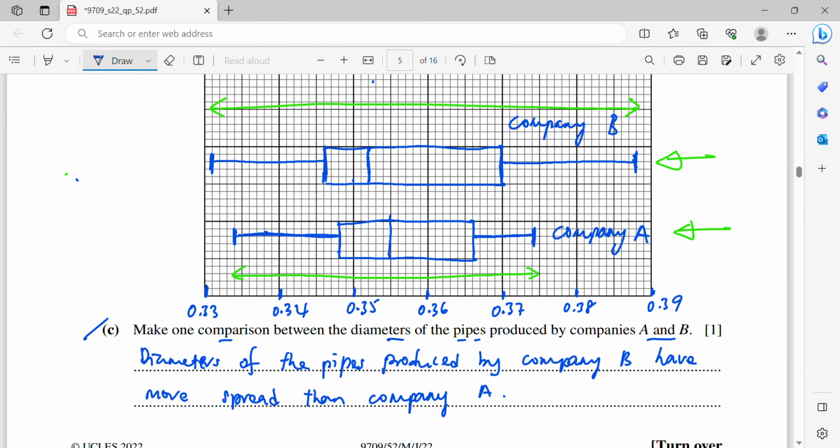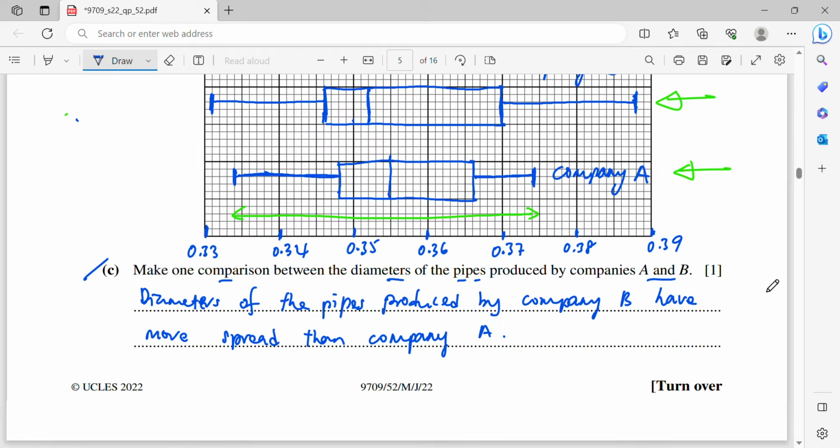Alright, so this is what you can comment on the diameters of the pipes produced by both companies. We just look at the range. Range is the biggest value minus the smallest value. So if the range is bigger, that means it is more spread. So that's the solution for part C.